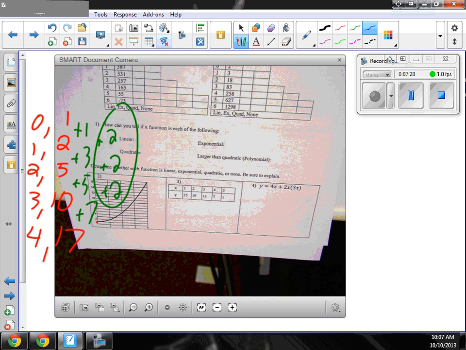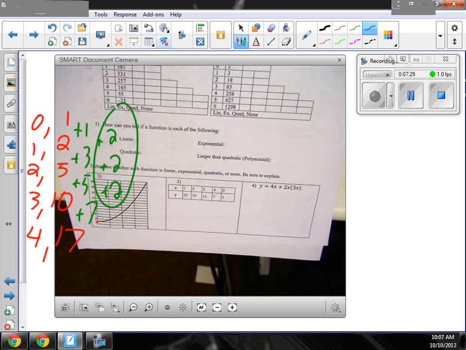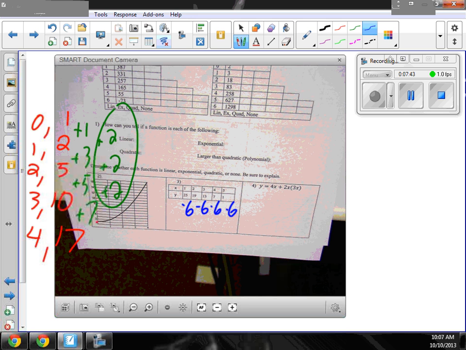Well, let's find the differences. Minus 6, minus 6, minus 6, well, that's all I can do, right? Oh, minus 6 again. So linear. Okay, number 4 is a little bit tricky.